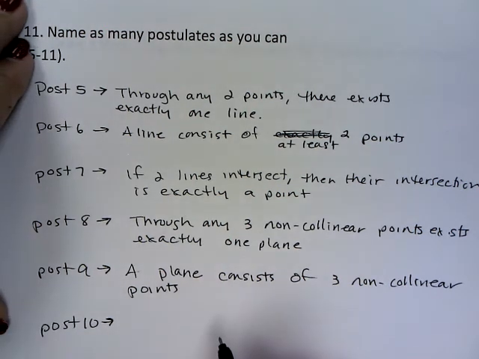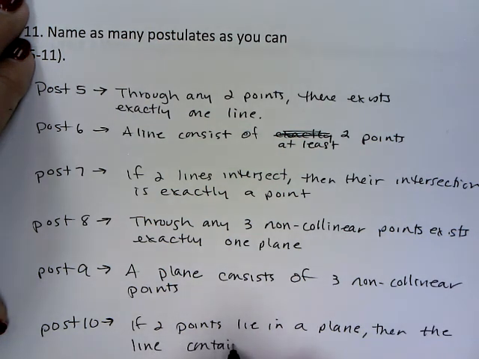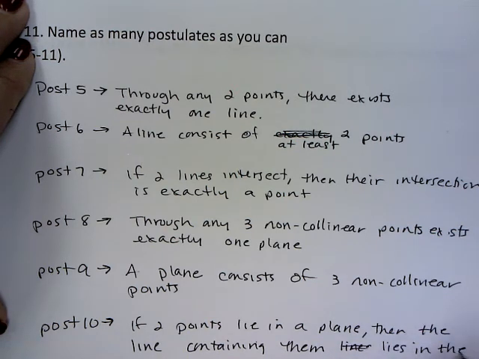Postulate 10. If 2 points lie in the same plane, then the line containing them lies in the plane. And then postulate 11, if 2 planes intersect, their intersection is a line.